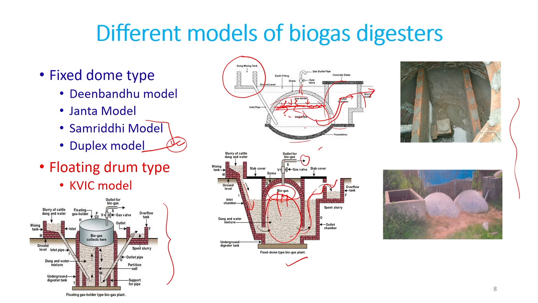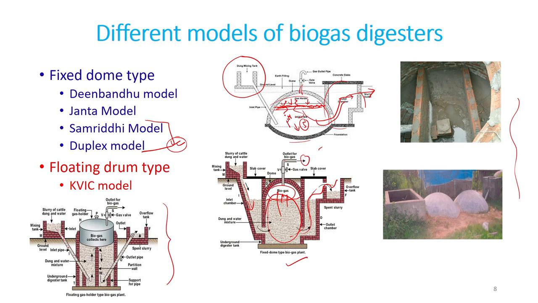And of course, we need to check the pH value sometimes, because if the pH value of this slurry goes down below 5, then the microbes present inside the digester cannot sustain. They will fall under stress, and because of that, gas production will reduce significantly. So there are many more parameters we need to check in order to operate the biogas plant smoothly. In the case of floating drum type, there is a drum. This drum will float.